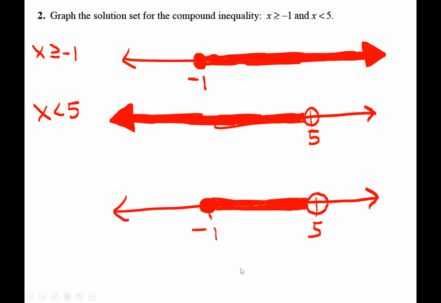All right, let's go for it. How do we write this in interval notation? Well, we have a closed dot, which means, anybody? Bracket.